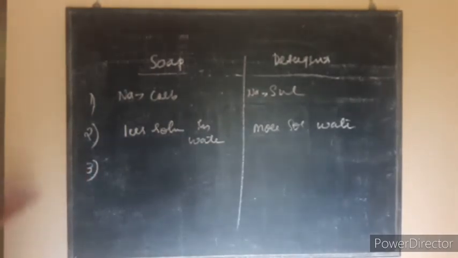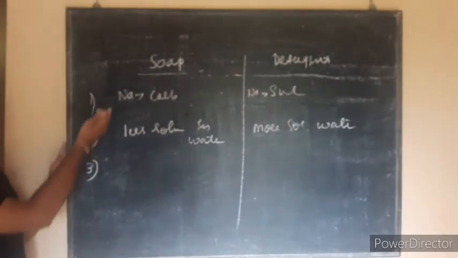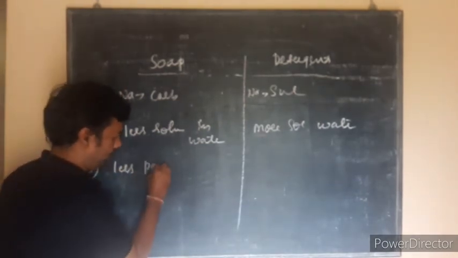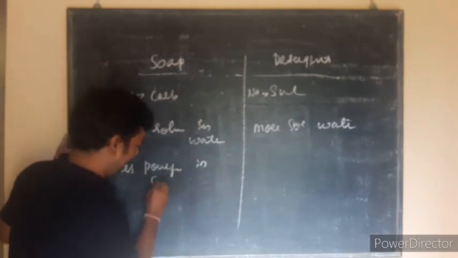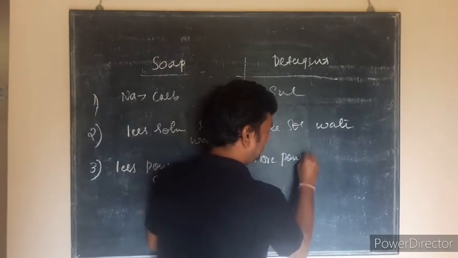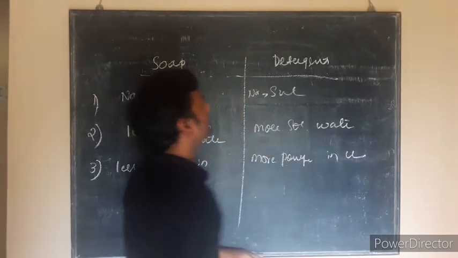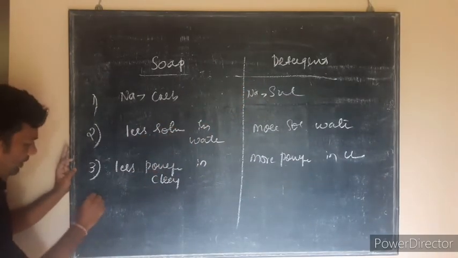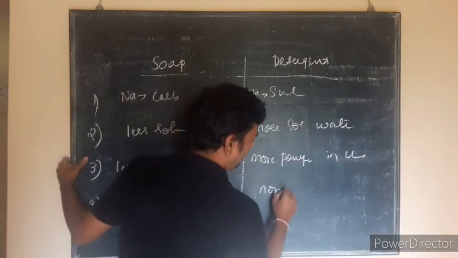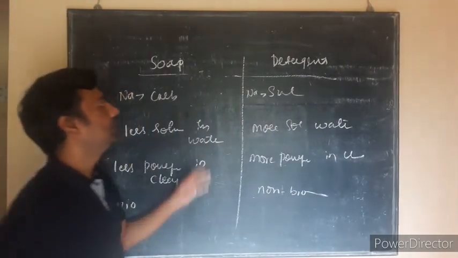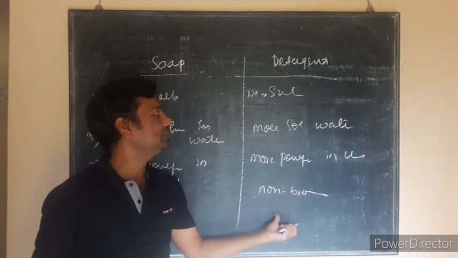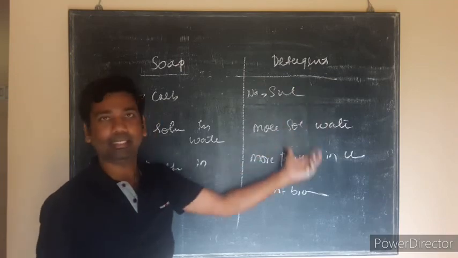Then soap is less powerful in cleaning action, and detergent is more powerful in cleaning action. Soap is biodegradable, and detergent is non-biodegradable.